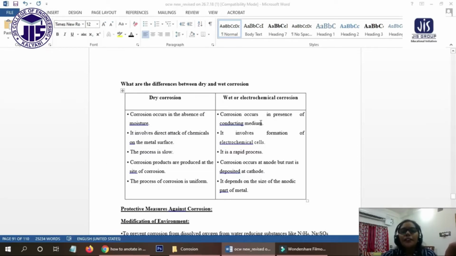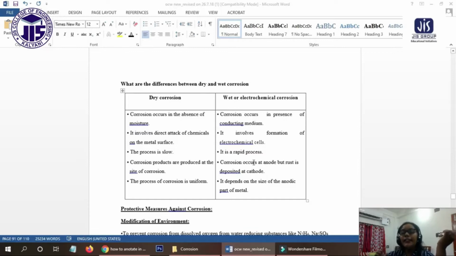The first difference is that generally dry corrosion takes place in absence of moisture, in absence of water molecules, and wet corrosion takes place in presence of water molecules. Next, dry corrosion involves direct attack of the chemicals on the metal surface, and wet corrosion involves formation of electrochemical cells.